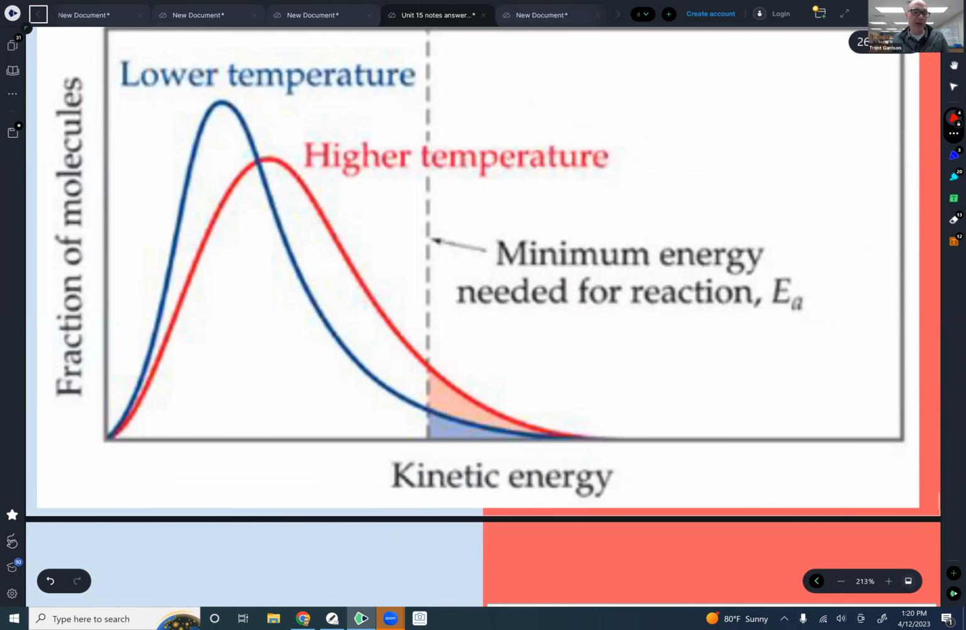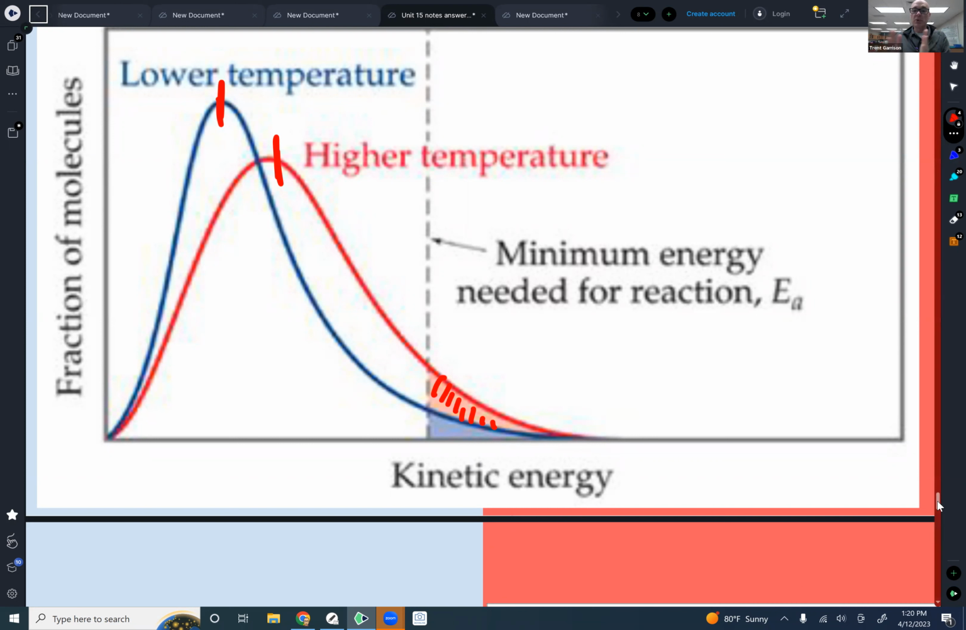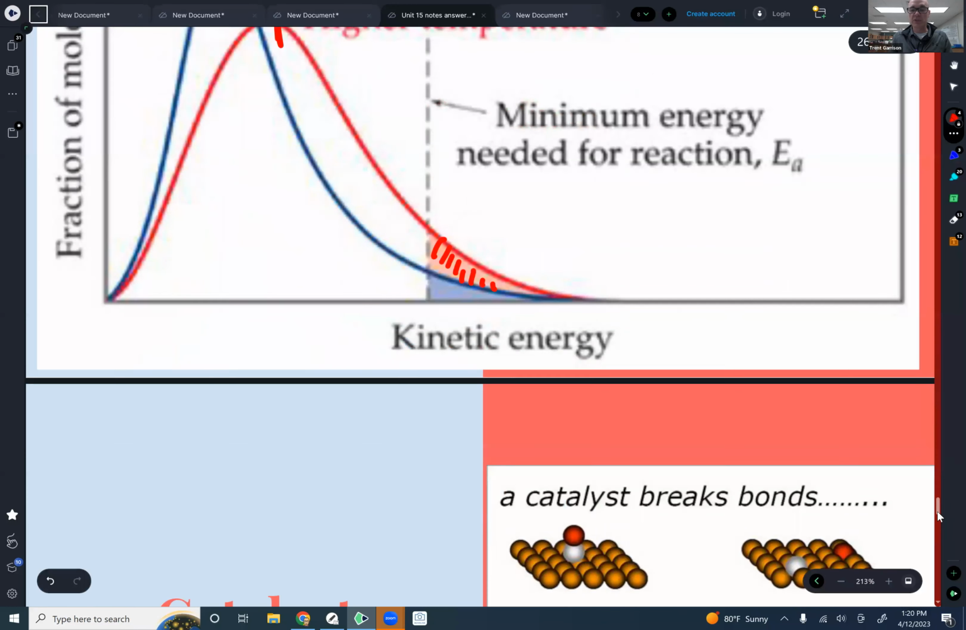Now, on the Maxwell-Boltzmann graph, the higher the temperature, the more it shifts towards the right because the average temperature has shifted. Notice the average temperature here was low. Now the average temperature is a little bit higher, the mode temperature, rather, I should say. And so that causes more particles to have enough energy to cause the reaction. So it's not that I'm moving the line up to cause more volume. I'm moving it over to the side to cause more volume on this graph.